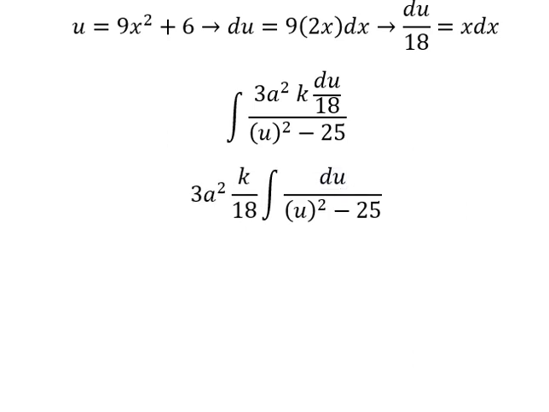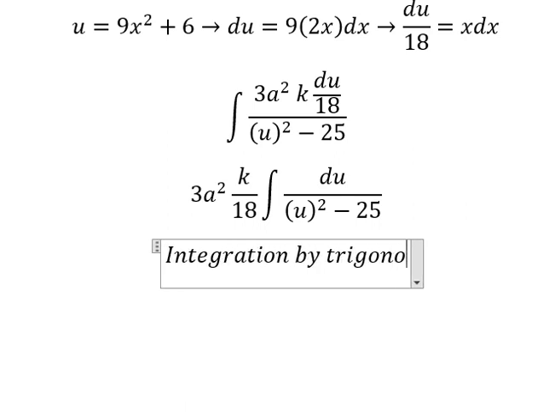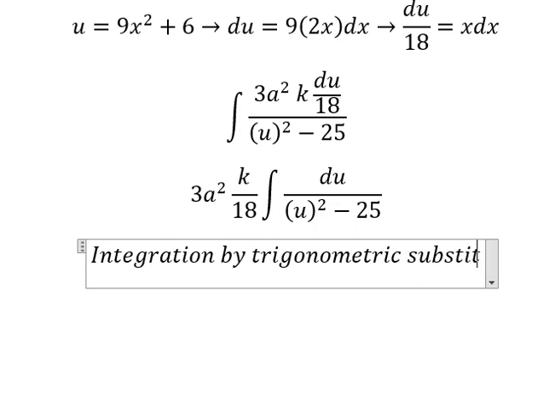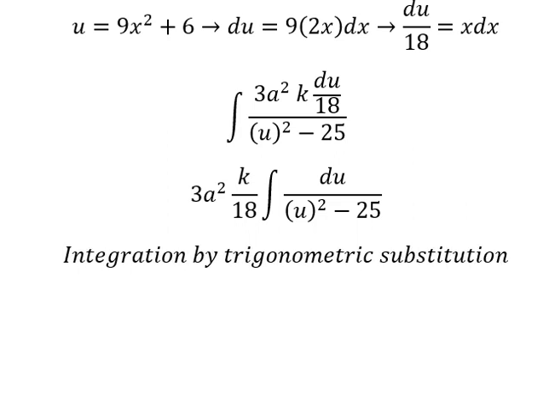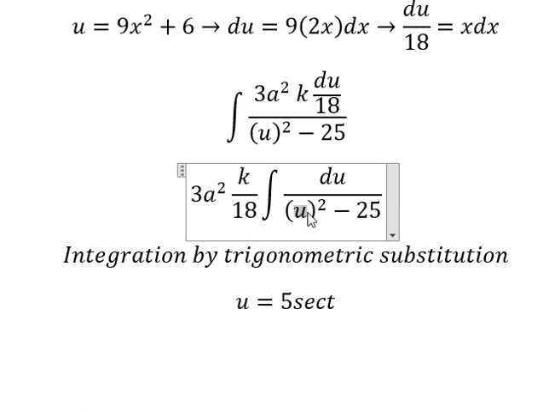Next, I need to use integration by trigonometric substitution. So I need to put u equals to number 5 secant of t, because if I put this one in here, we have 25 secant of t square. Number 25, we can do factorization. Secant of t square minus 1, we change to tan t square, and later we simplify by du.